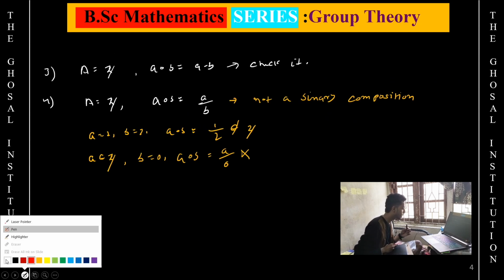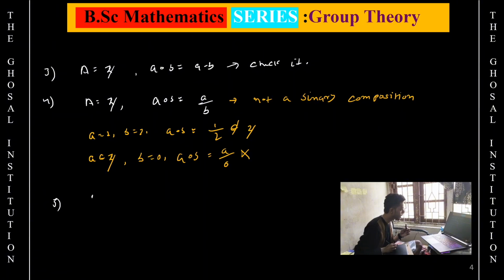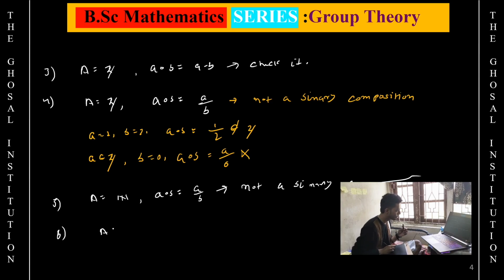So this is not a binary composition. But again, if you change the set to natural numbers and do the same thing, A by B, you will check that this is also not a binary composition. Same thing. And if you change the set to real numbers, then also this forms not a binary composition.